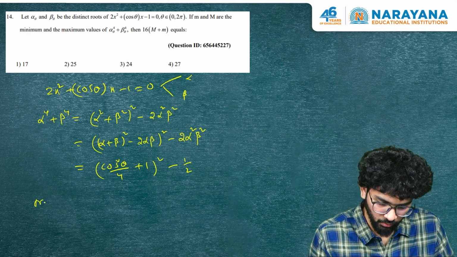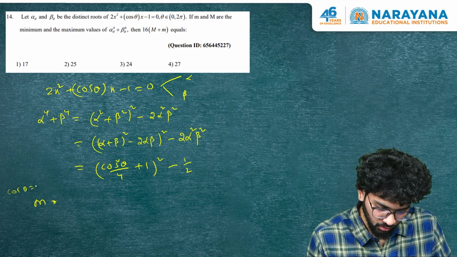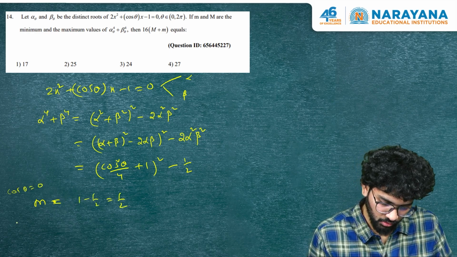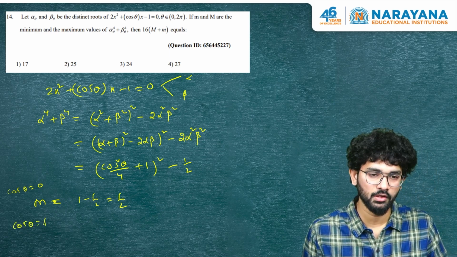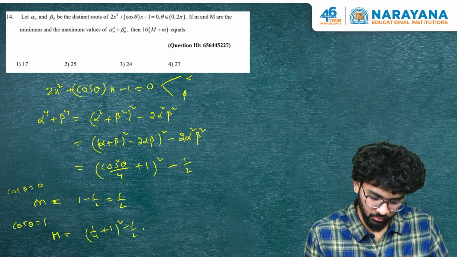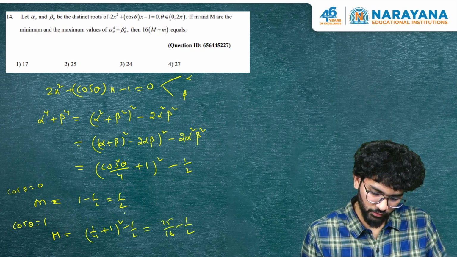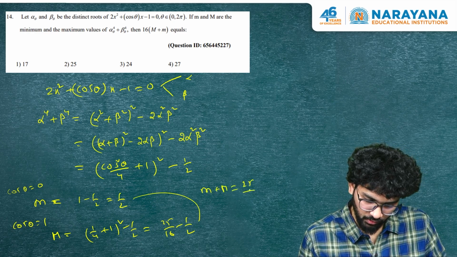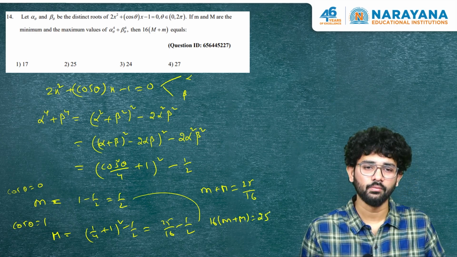So the minimum value we will get when cos theta is equal to 0. Then m is equal to 1 minus 1 by 2, which will be 1 by 2. The maximum value we will get when cos theta is equal to 1, because when cos theta is maximum, cos square theta is maximum, so you will get the maximum value of this expression. So M is equal to (1 by 4 plus 1) whole square minus 1 by 2, which will be 25 by 16 minus 1 by 2. If you add these two things, m plus M is equal to 25 by 16. So 16 times of m plus M is equal to 25.